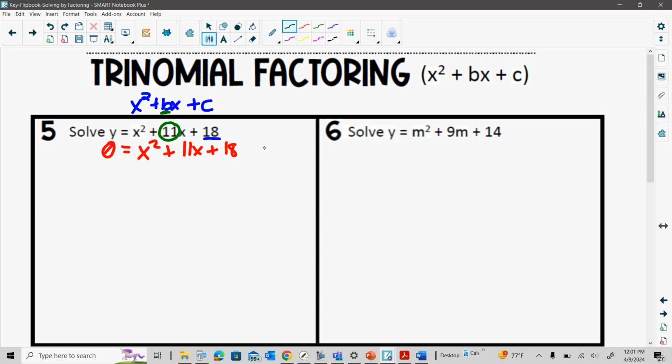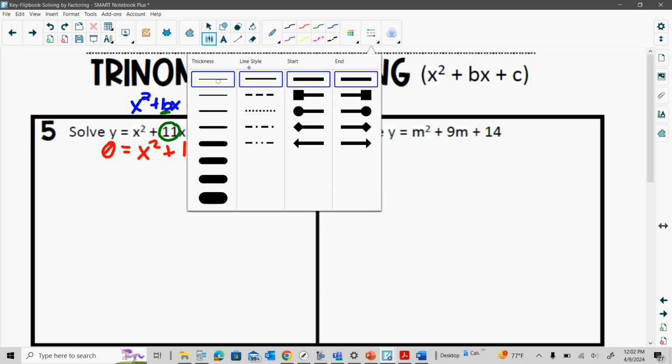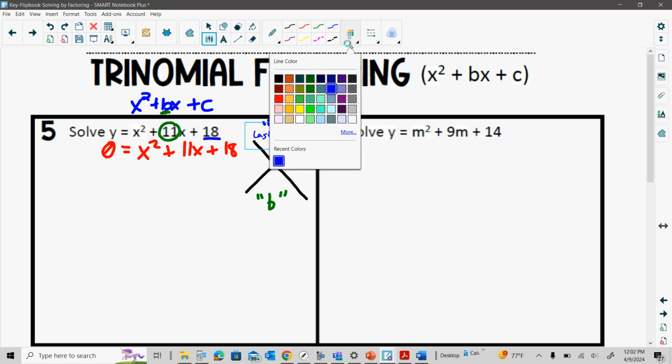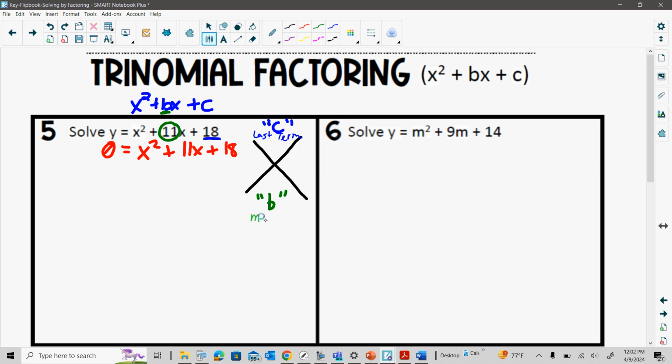Factoring is dealing with multiplication, so we make a big times symbol right here. And the setup of this x puzzle is that at the top of the x is what we call the c. And at the bottom is what we call our b, our middle term. So the top is always, and I'm going to write this in a smaller font, the last term. If you can read that. And the bottom is the middle term.